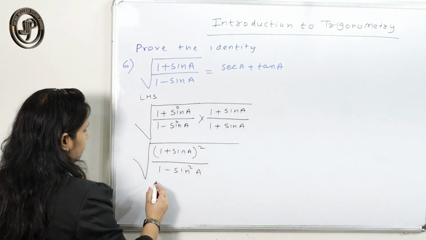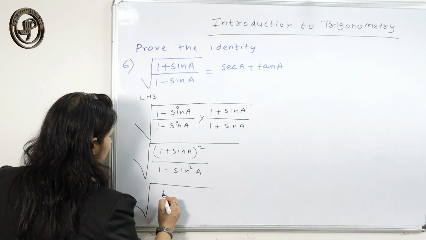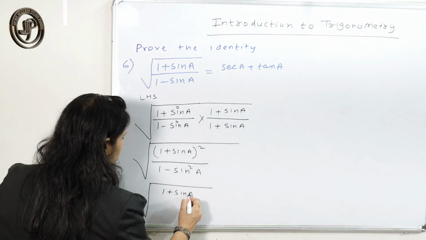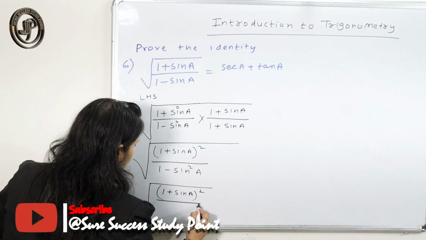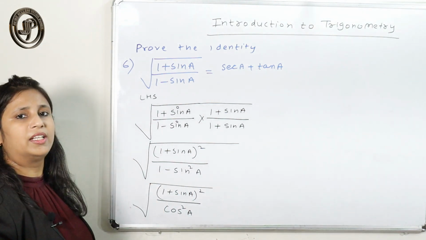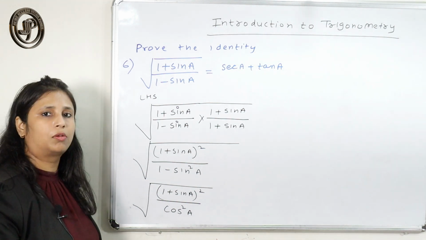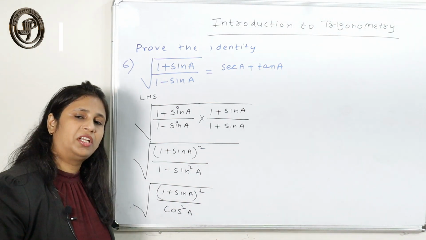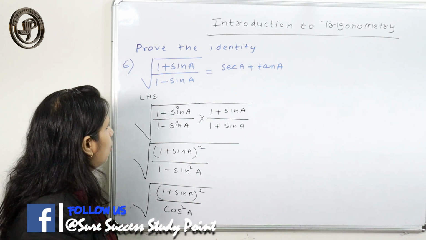So identity A square minus B square. So this becomes my cos square A, because 1 minus sin square A can be written as cos square A. Which identity? Sin square theta plus cos square theta is equal to 1.